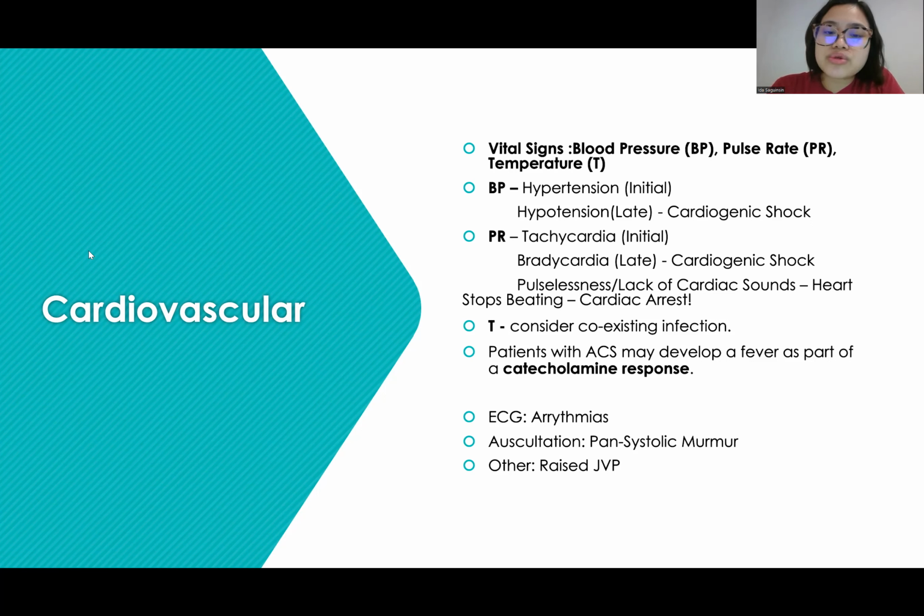Cardiovascularly, we also have to consider the ECG if we notice arrhythmias starting to come up. Upon auscultation, specific to ACS, we might hear a pansystolic murmur, and we could also potentially see raised jugular vein pressure as a result of increased BP and increased demand for oxygen.